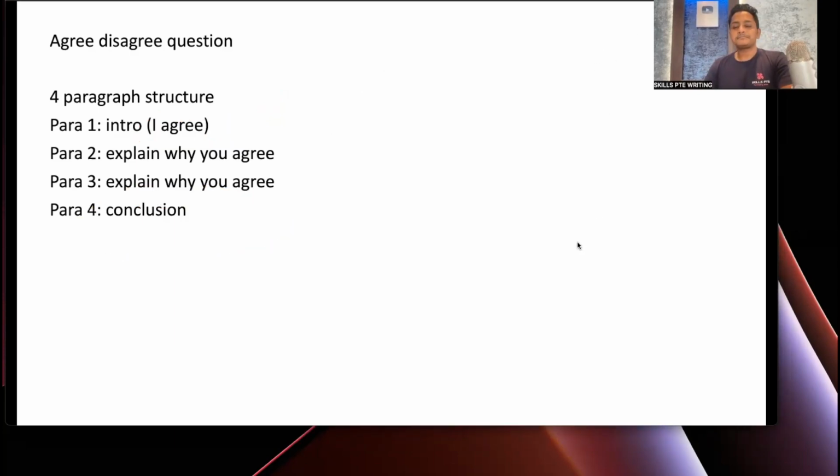Any doubts? This would be your agree, disagree structure for any kind of agree, disagree question. There is no partial agreement for this. You either agree or disagree. Instead of agreeing here, let's say you disagreed. Here also you will say why you disagree. Here also you will say why you disagree. Pay more attention. If you disagree, then in both paragraphs you explain why you disagree. If you agree, in both paragraphs you explain why you agree. Don't mix, because it's agree or disagree.